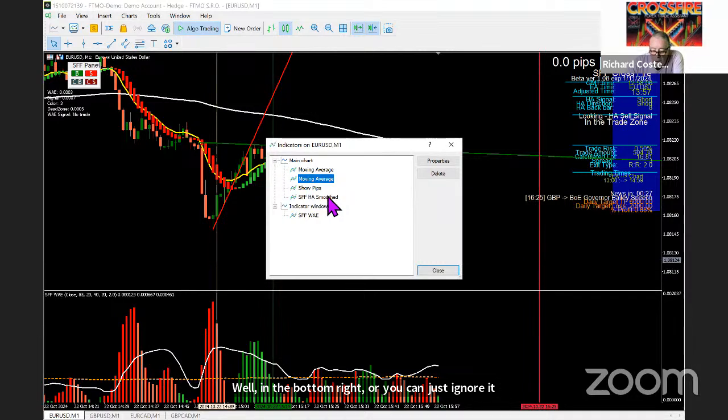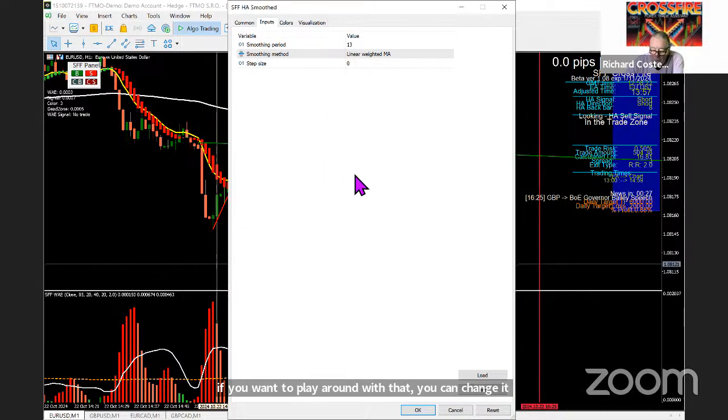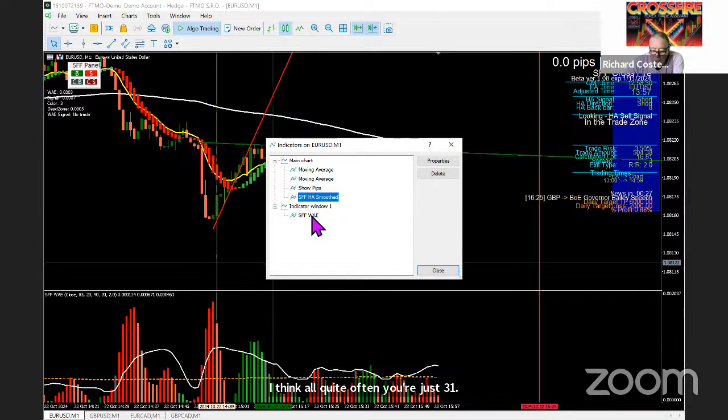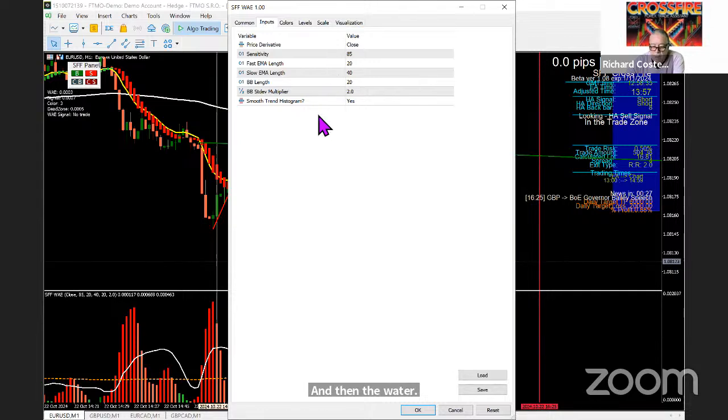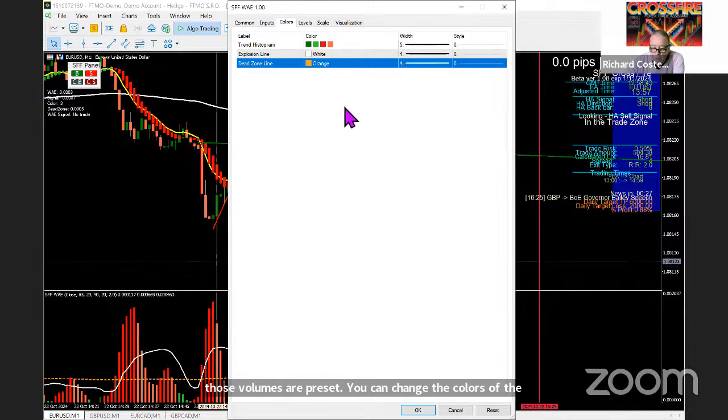This one is the Heiken-Ashi, and mine should be set on 13. I've set that to 13. If you want to play around with that, you can change it. I think Paul quite often uses 31. But on Crossfire, I've always used 13. And then the Waddah Attah is just, all those values are preset. You can change the colors of the line. So I've got mine set for white and orange and both quite thick.